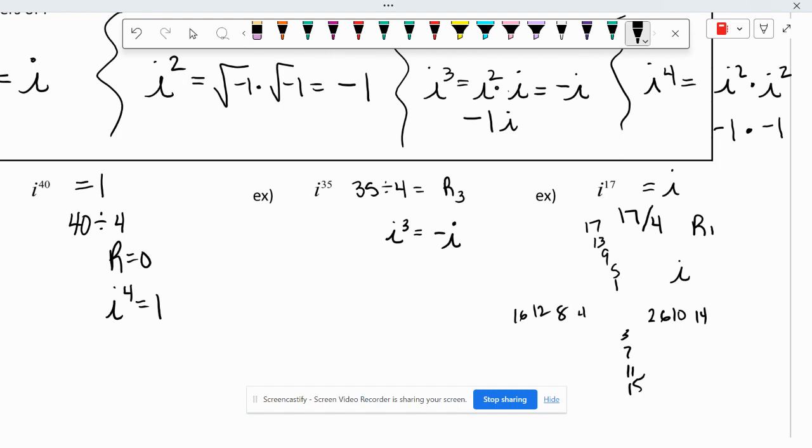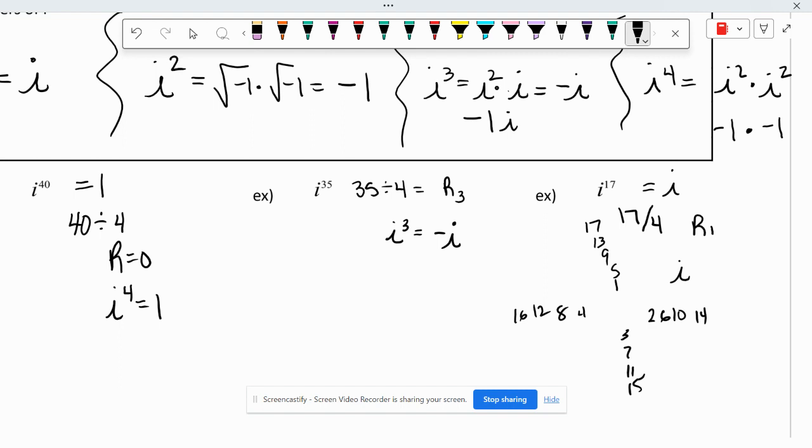Remainder 1 is i to the 1st power. Remainder 2 is i to the 2nd power. Remainder 3, and on that thing that I drew out for you guys, I put remainder 1 equals 0.25, because if you're dividing in the calculator, you're going to get a decimal, right? Okay.